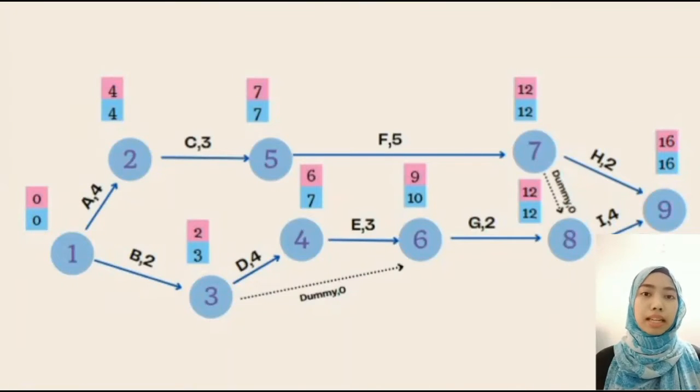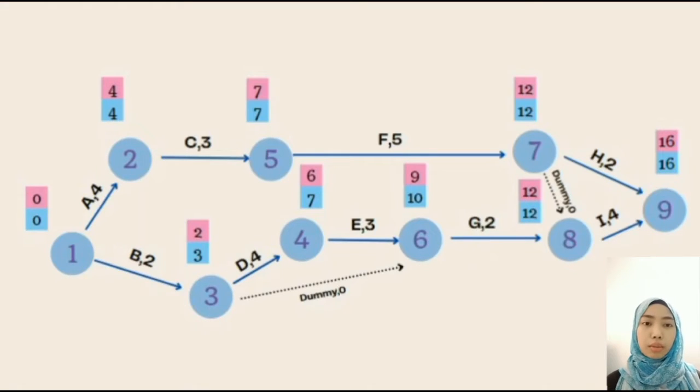Assalamualaikum and hi, my name is Anis Nashita binti Syahdi and I will present question 2B and question 2E. For question 2B, first we will look at the diagram. In the diagram, there is a number in pink color which represents the earliest event time or EET, and a number in blue color which represents the latest event time or LET.